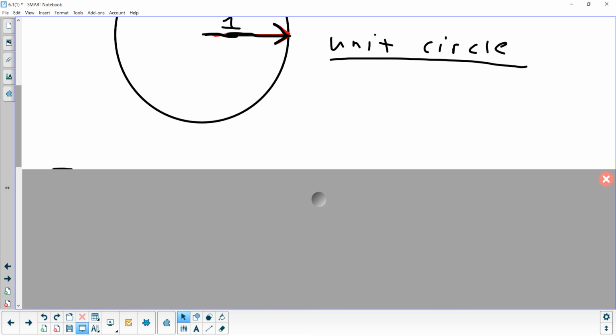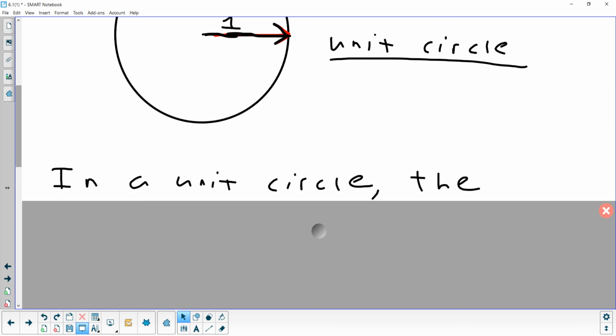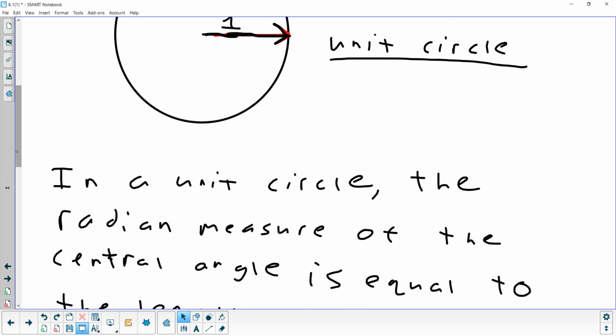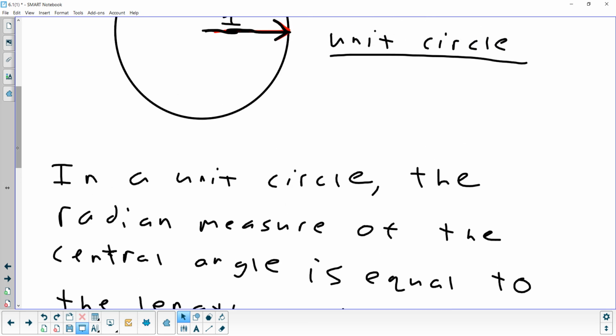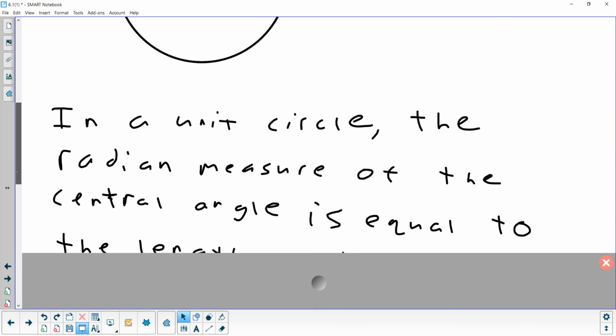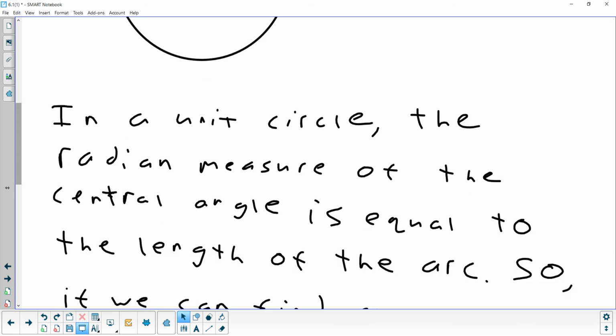Now, this is going to be the fact that you have to trust me that this is true, just like you have to trust there's 12 inches in a foot. Okay, we can't prove every single thing. We've got to start with something, and this is what we're going to start with. In a unit circle, if you measure an angle in radians, and then you measure the length of the arc, they will come out exactly the same.